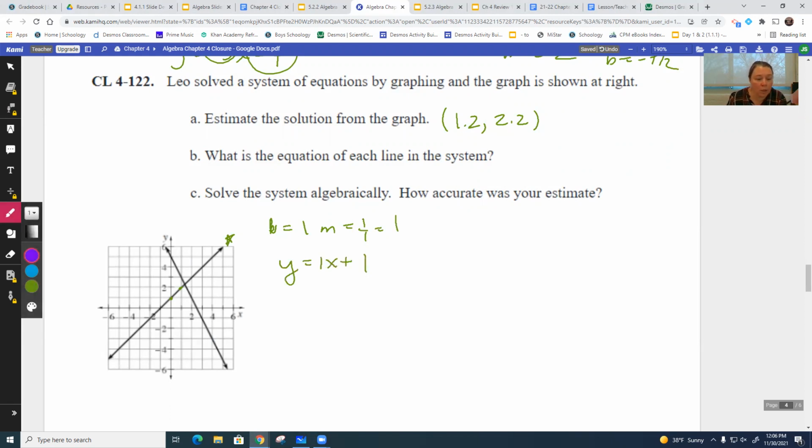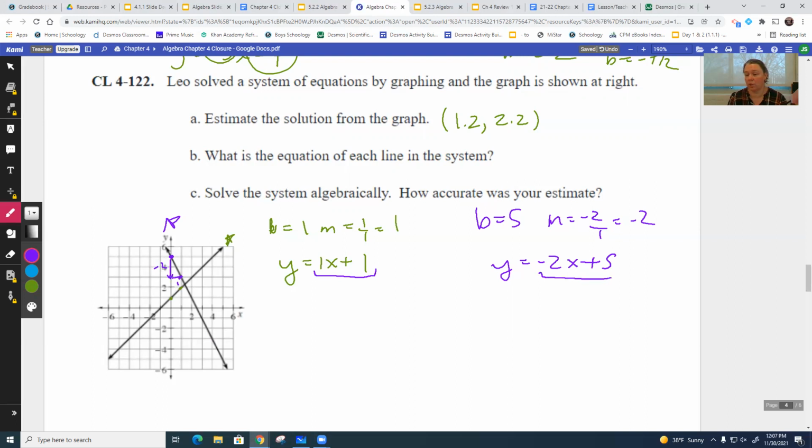All right, for this one, let's see, the y-intercept seems to be here at 5. And this is going down. I'm going to pick another point to get from here to here. I'm going down 2 and over 1. So my slope is down 2 over 1, or negative 2. So the equation for that line is negative 2x plus 5. All right, so now that I have the system, now I can solve algebraically. So I see they're both set equal to y.